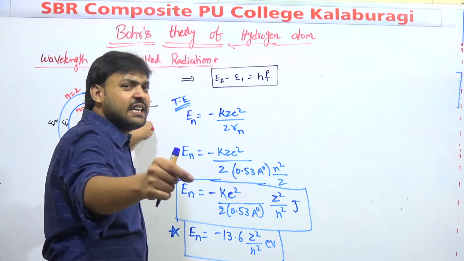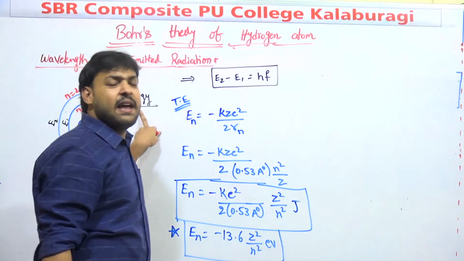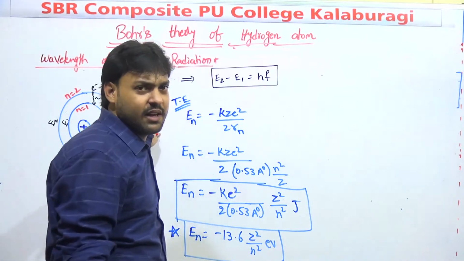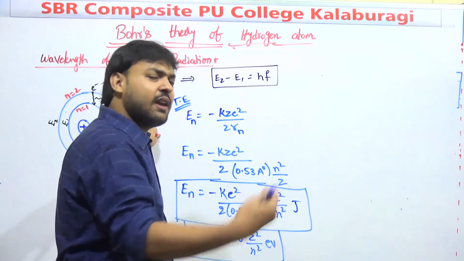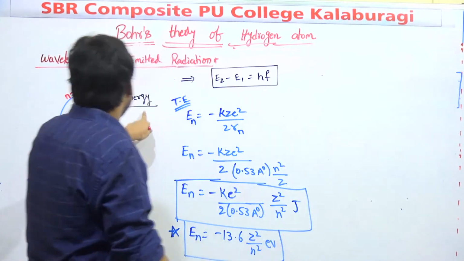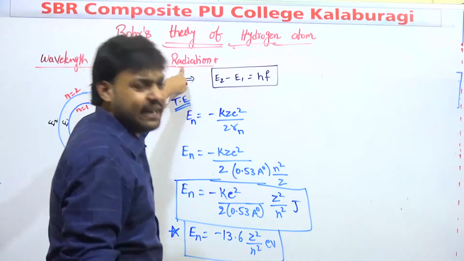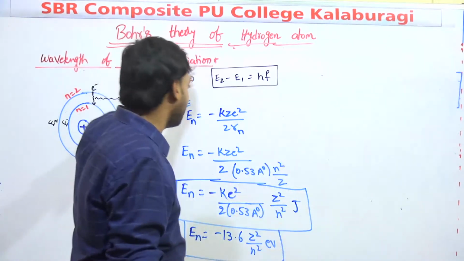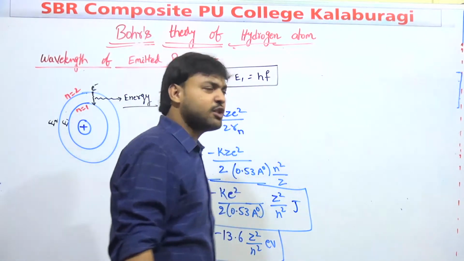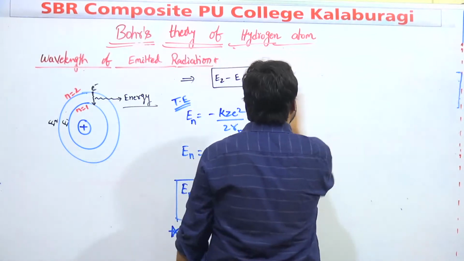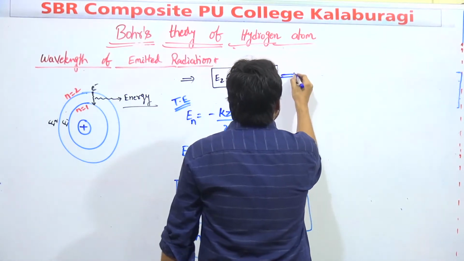That energy we call emission radiation, or emitted radiation. Right? So E2 minus E1 is equal to what? hf. Now start calculating.